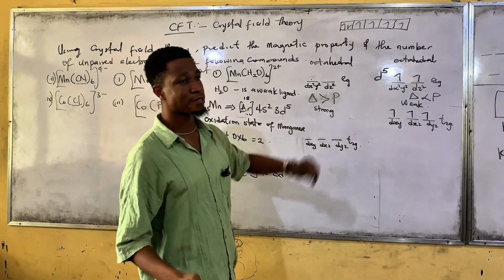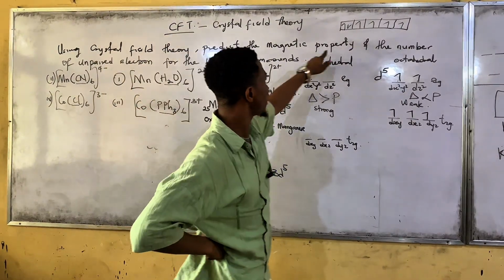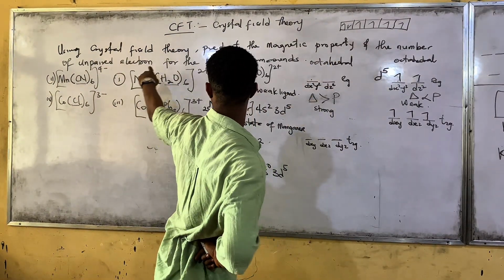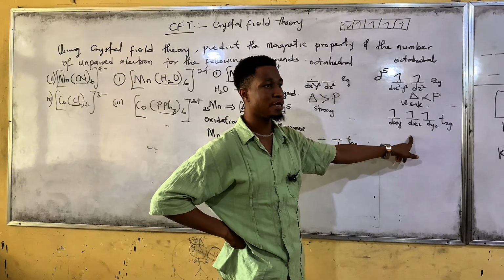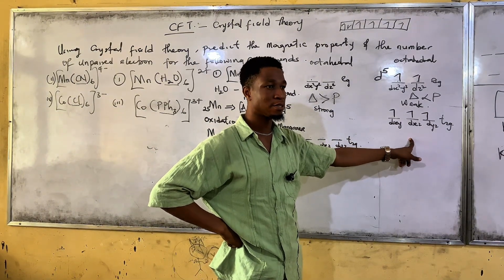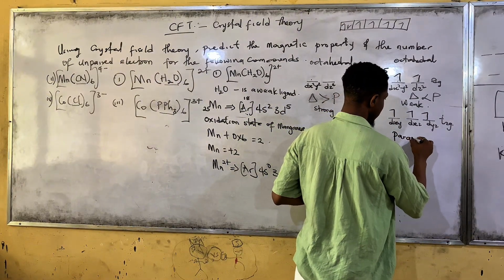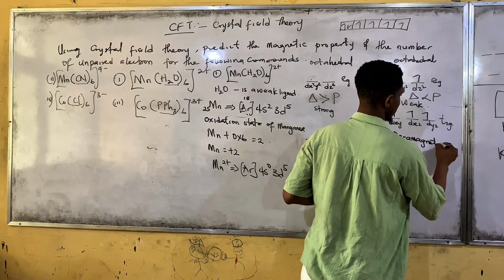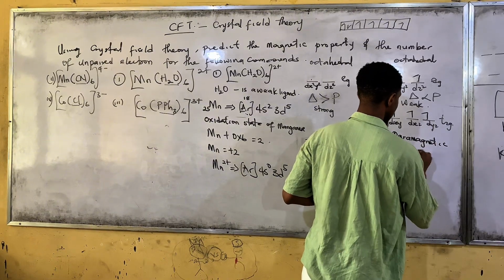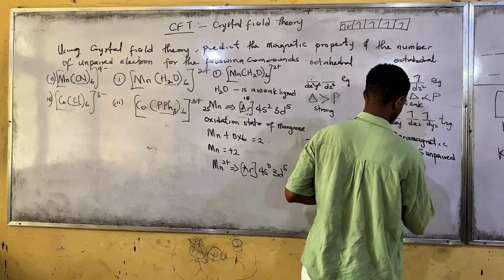So that's the answer. Look at the question. The question says we should predict the magnetic property and the number of unpaired electrons. How many unpaired electrons are here? 5. Is it paramagnetic or diamagnetic? So you now say that it is paramagnetic with 5 unpaired electrons.